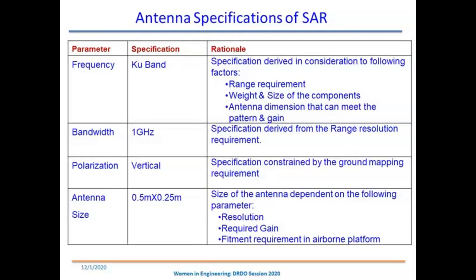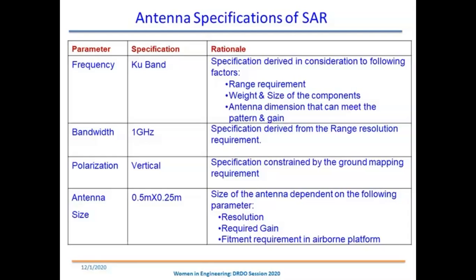They may not have a very high gain requirement, or they may be only for reception, where only a single element will do. So considering those constraints only, this frequency is chosen. And then the bandwidth requirement for this radar was 1 gigahertz. This is basically defined by the range resolution.